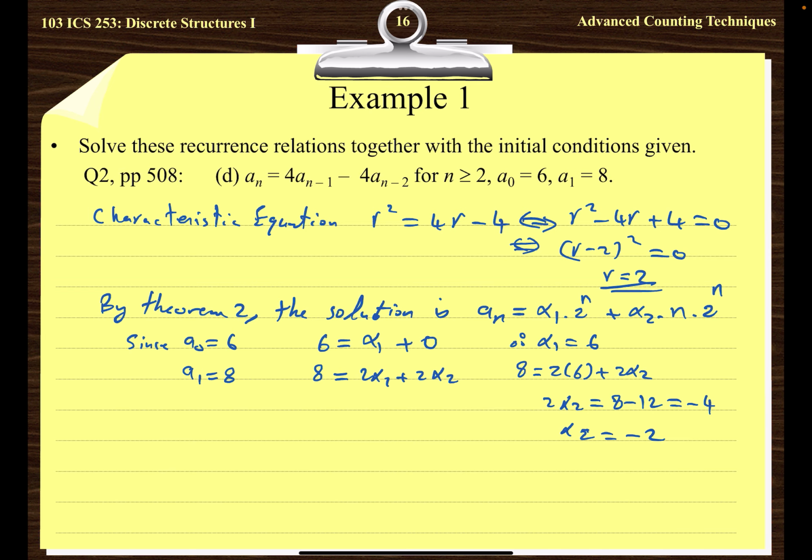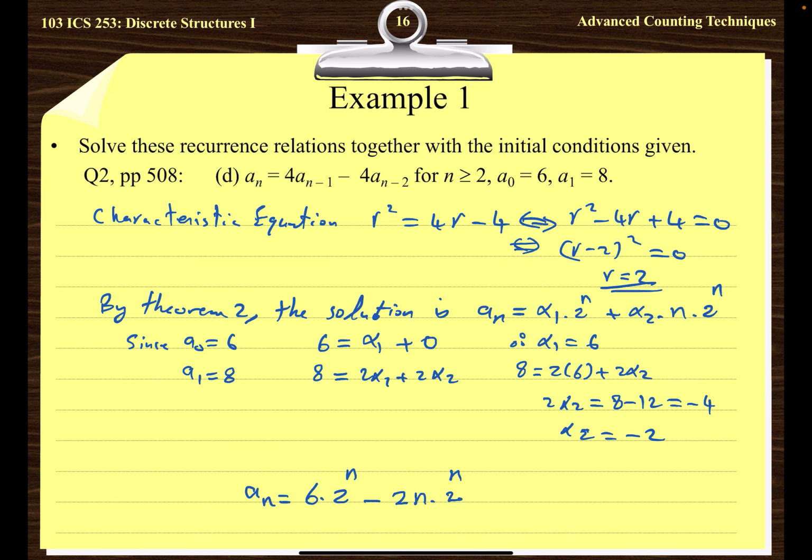So now I have alpha 1 and alpha 2. What is the solution to the recurrence? an is equal to 6 times 2 to the power n minus 2n times 2 to the power n. Of course, if you want to simplify it, like 3 times 2 to the n plus 1 minus n times 2 to the n plus 1, you can also do that. So we're done.